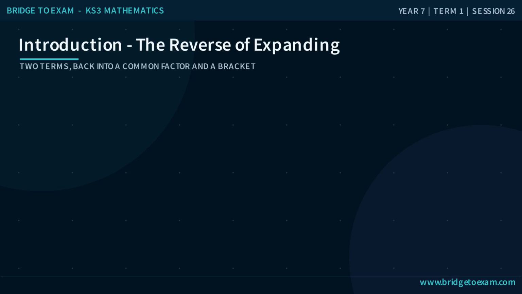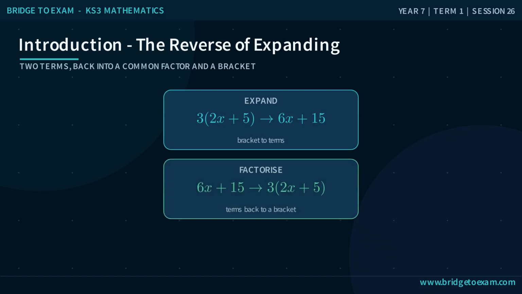Session 26. Factorising. It's expanding run backwards. 3 times the quantity 2x plus 5 expands to 6x plus 15. Factorising takes 6x plus 15 straight back to 3 times the quantity 2x plus 5. Expanding turns a bracket into 2 terms. Factorising turns 2 terms back into a bracket.